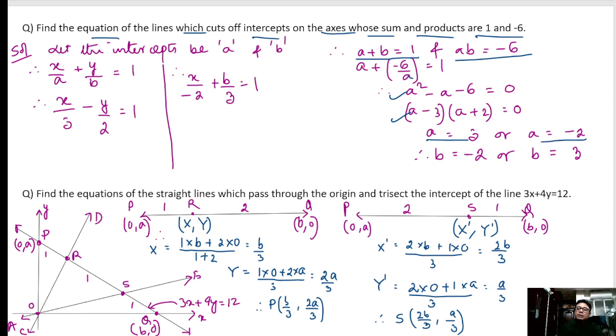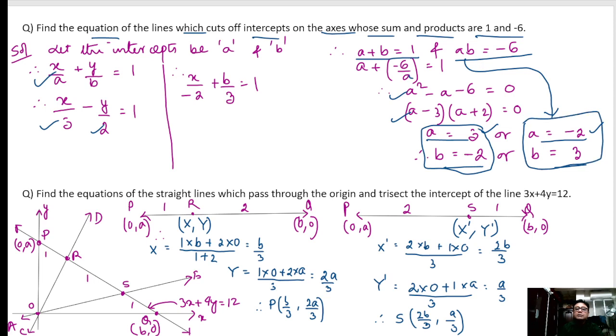Now we know the product of a and b is -6. So if a is 3, b is -2. If a is -2, b is 3. Taking the first pair, a is 3, b is -2, I will make one equation. Taking the other pair, I will make another equation. So these are the two equations. Next friends, let's see the sum.